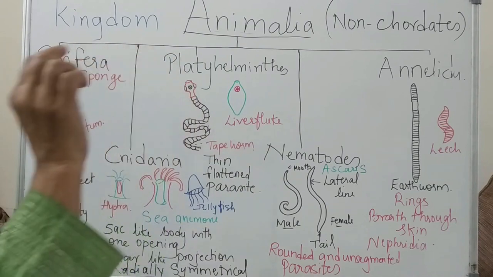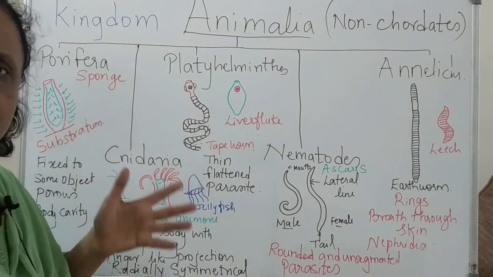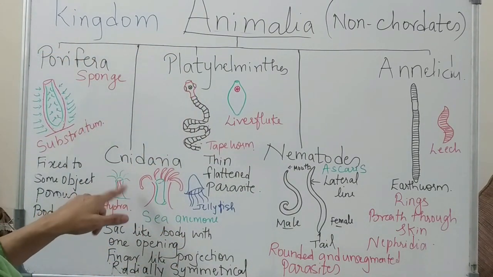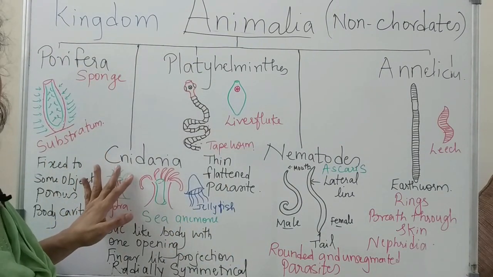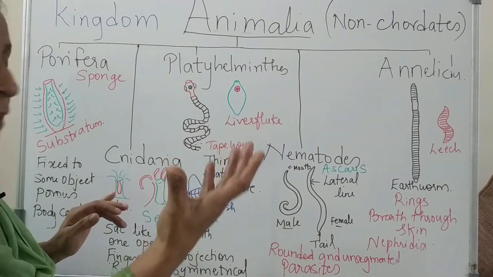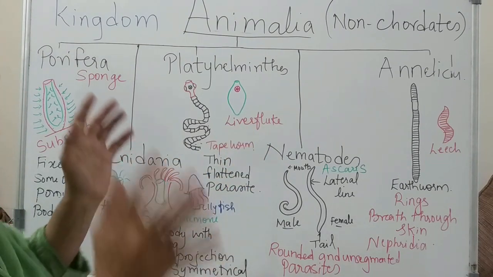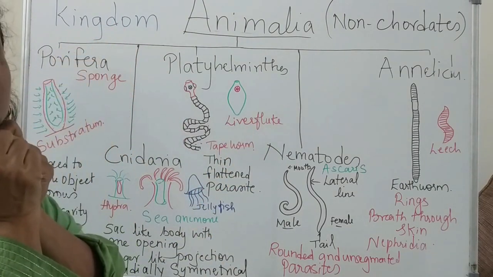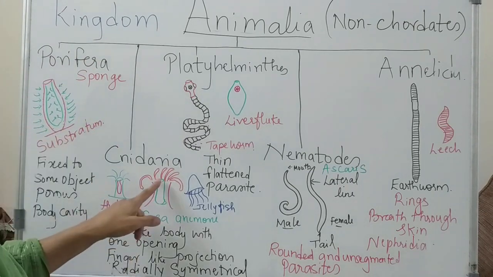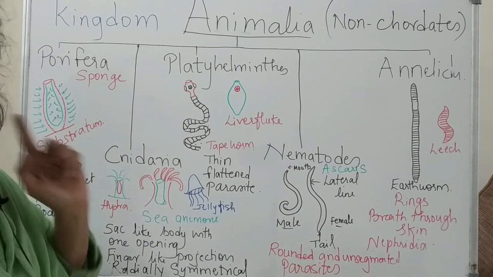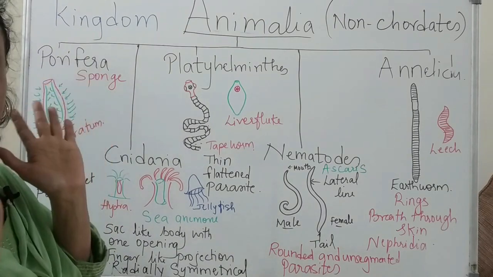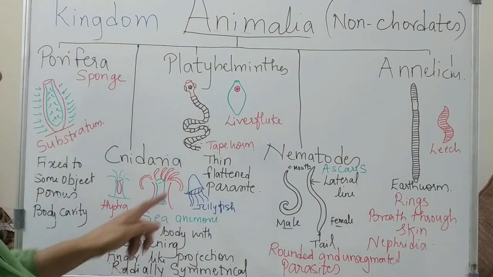So, hydra is very small. It can be seen with the naked eye, but if you see it under a dissecting microscope, you will be able to see it clearly. Sea anemone is a big animal. If you touch the tentacles, it will take the tentacles inside. So this is the structure of sea anemone, tentacles, which help for offense and defense, to protect them.